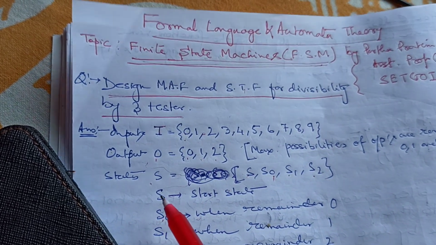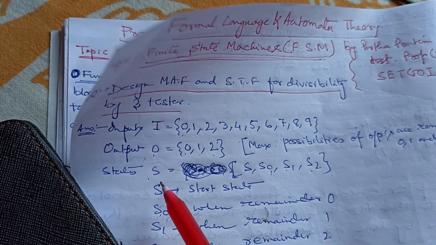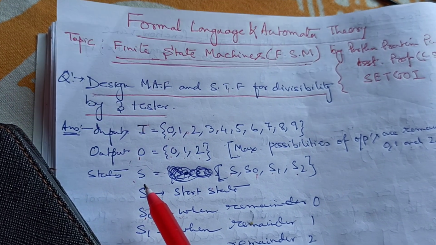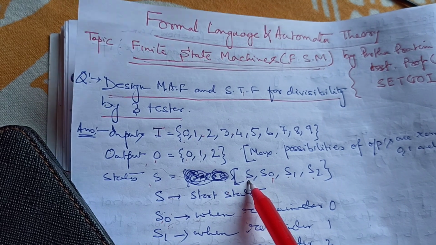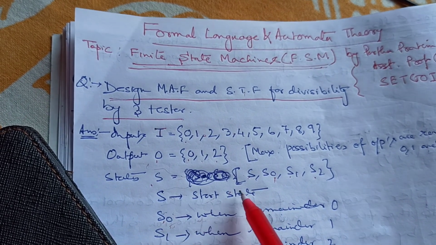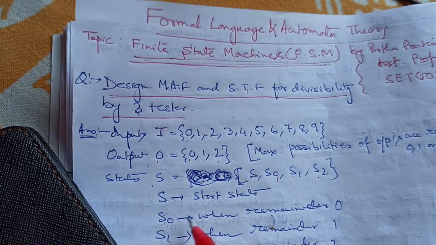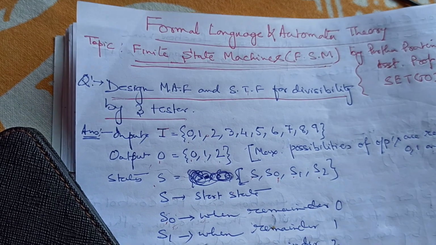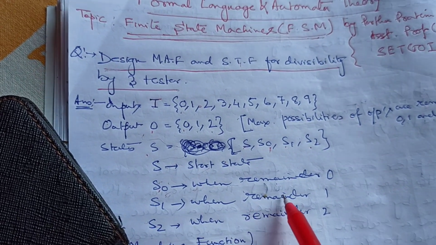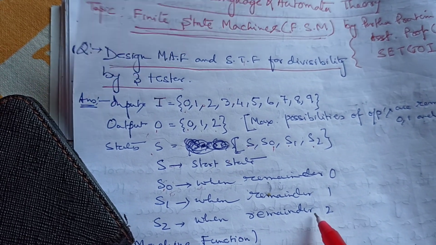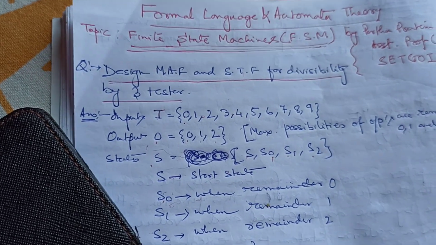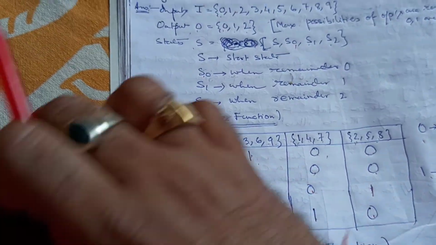Now what are the states? Since it will be a finite state machine, there must be some states. So what are the possible states? We have taken 4 states. One is S, that is the start state, S0 when the remainder is 0, S1 when the remainder is 1, and S2 when the remainder is 2. So these are the 4 states we have taken.